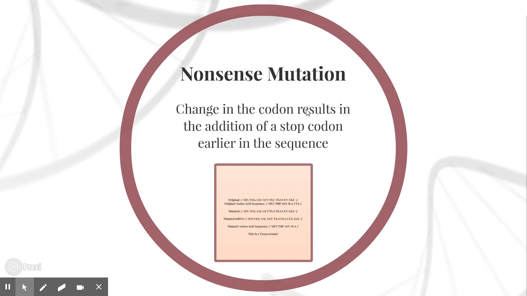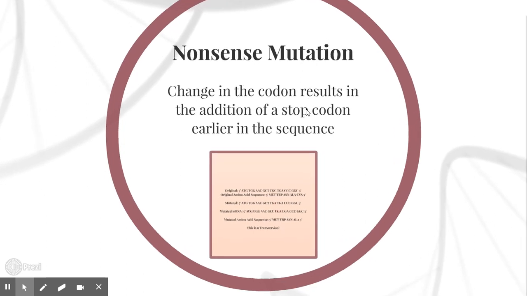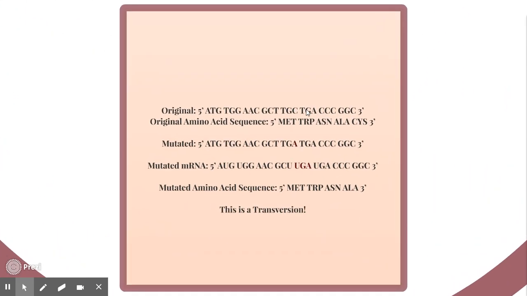The next one is a nonsense mutation, and this is when a change in the sequence results in the addition of a stop codon earlier than in the original sequence. So again, here's the original DNA and original amino acid sequence. You can see that in the mutated sequence, there is an A replacing the C, and this causes a UGA, which is a stop codon, which then stops the translation earlier than it did in the original.